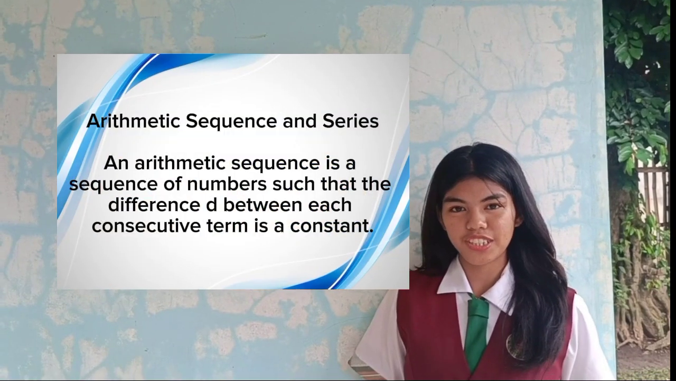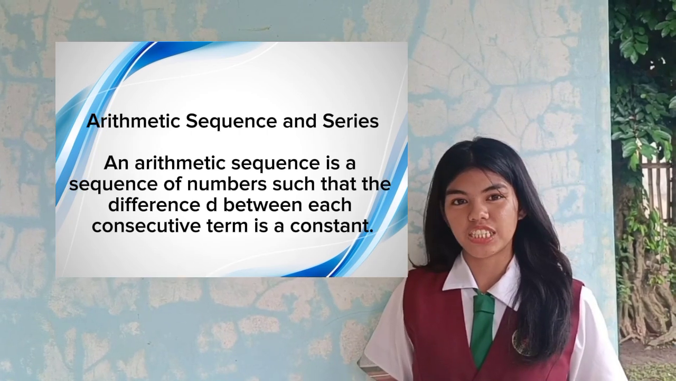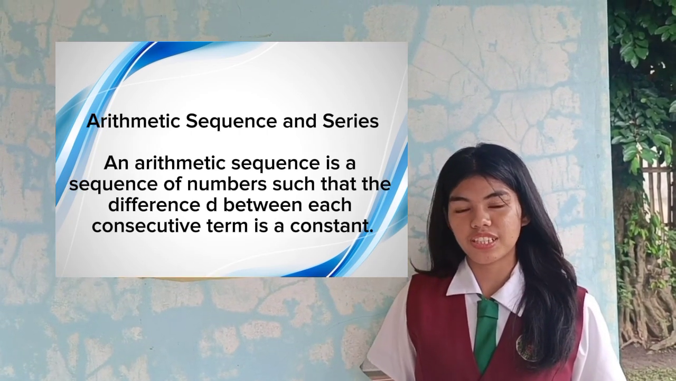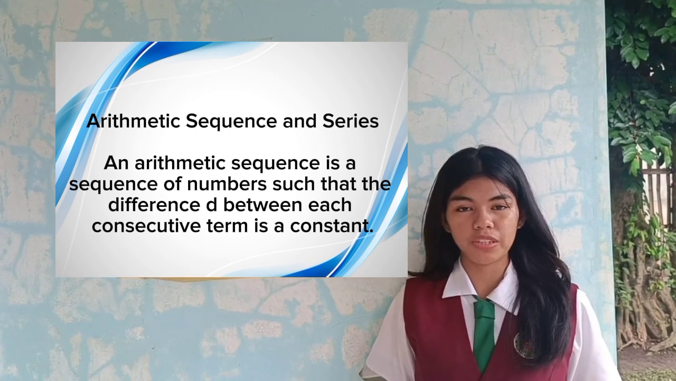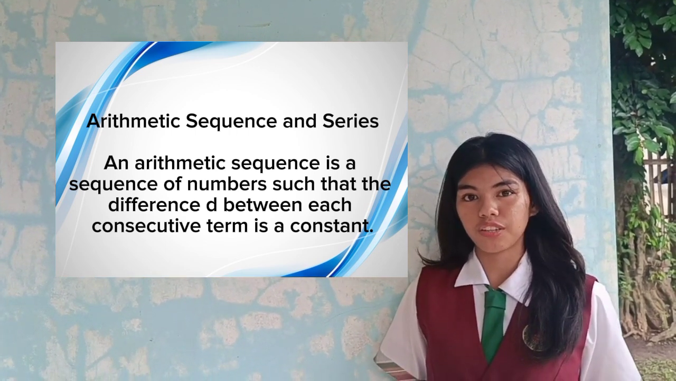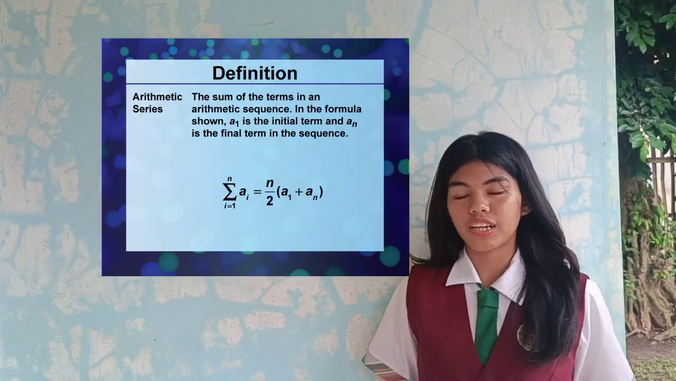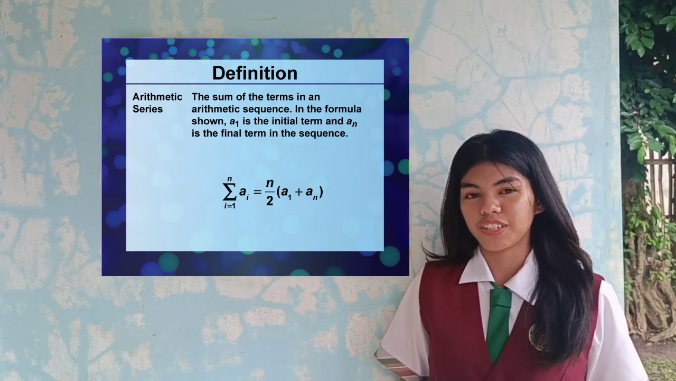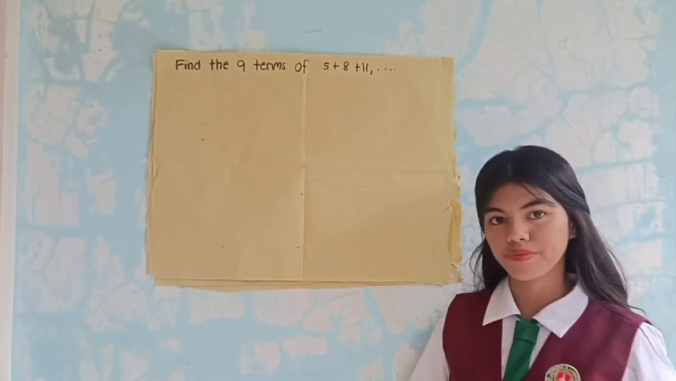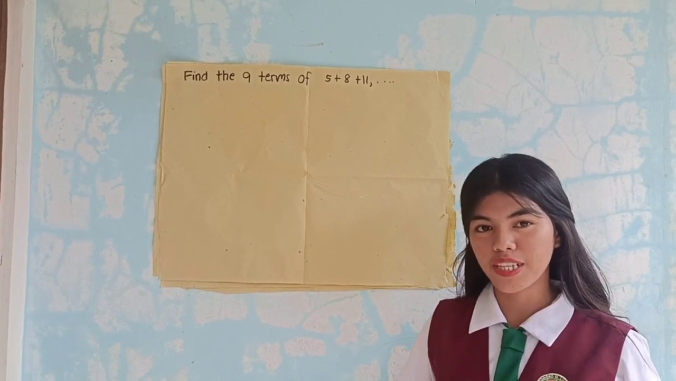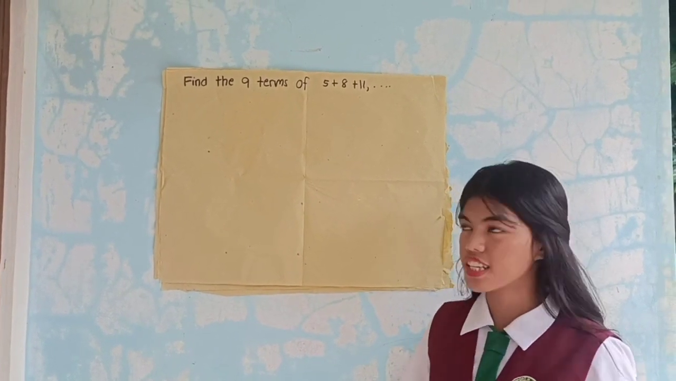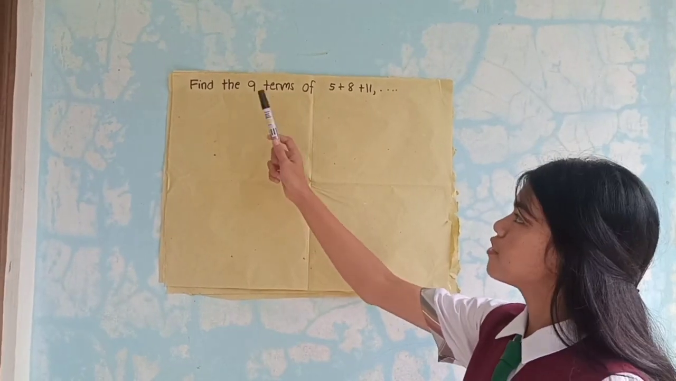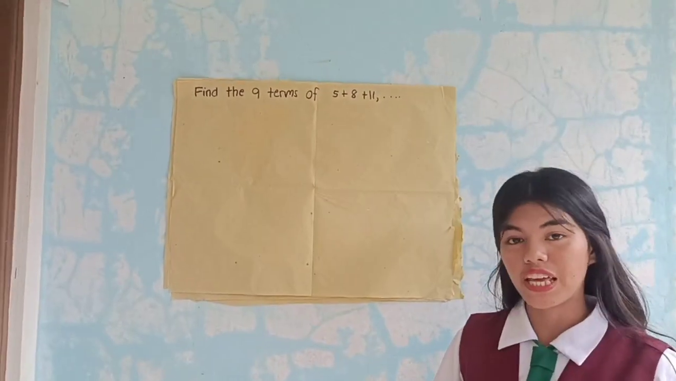So let us first define what an arithmetic sequence and series is. An arithmetic sequence is a sequence of numbers such that the common difference between each consecutive term is a constant, while the arithmetic series is the sum of the terms of the arithmetic sequence. So let's try our first example of arithmetic sequence and series. Here's our given example: find the sum of the first 9 terms of 5 plus 8 plus 11.